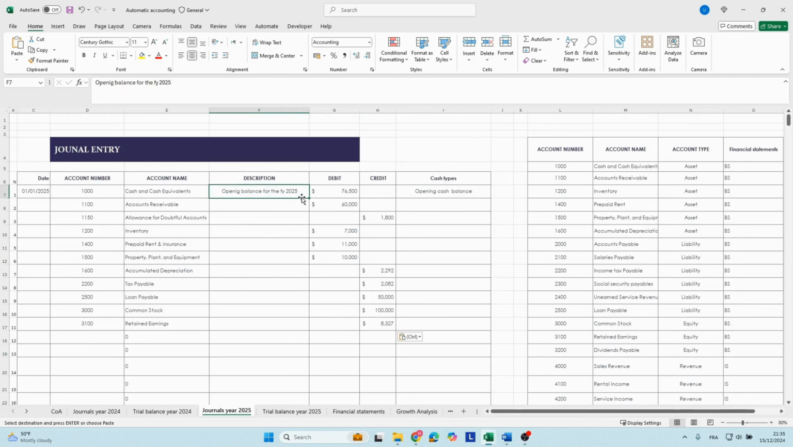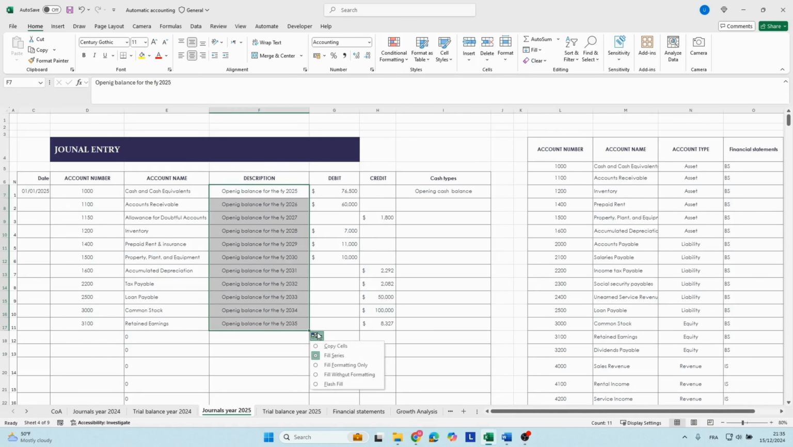So this is the transaction for the opening balance for the next year, where we have reported only the balance sheet accounts. The income statement accounts will be cancelled and reported in retained earnings. So here we have it, we have added retained earnings.